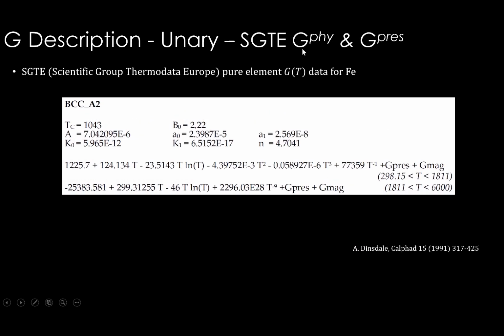Right? Now this is a G physical and G pressure. This is the SGTE data for pure element iron. For iron, apart from this temperature dependent term, the lattice term, we have G press plus G mag. Okay, pressure Gibbs energy and magnetic Gibbs energy. Two terms are added here. In order to calculate these two terms, we need more information. That information is given here: Tc, B naught, A, small a naught, A1, K naught, K1, N, and so on, right? So these are all important to calculate these two terms.